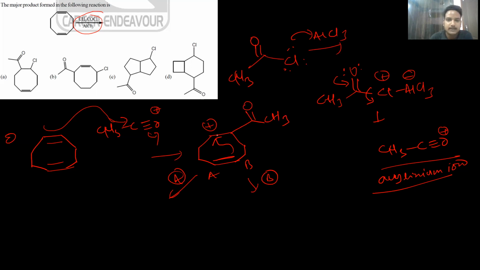If this A attacks here, what will happen? This is the compound we can end up with, 1, 2, 3, 4, and 1, 2, 3, 4, 5, 6, like this. Okay. So the positive charge is developing here and this thing. And 1, 2, 3, 4, 5.